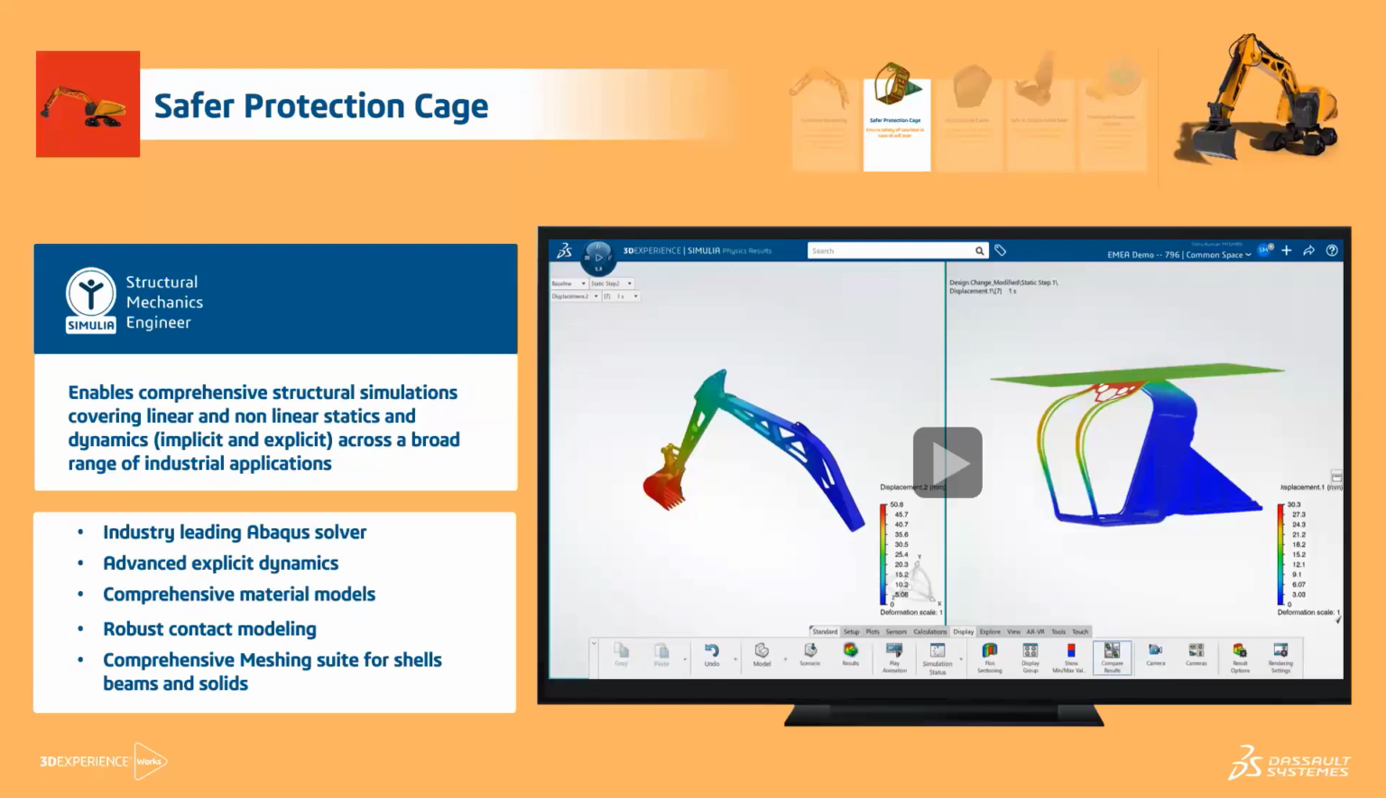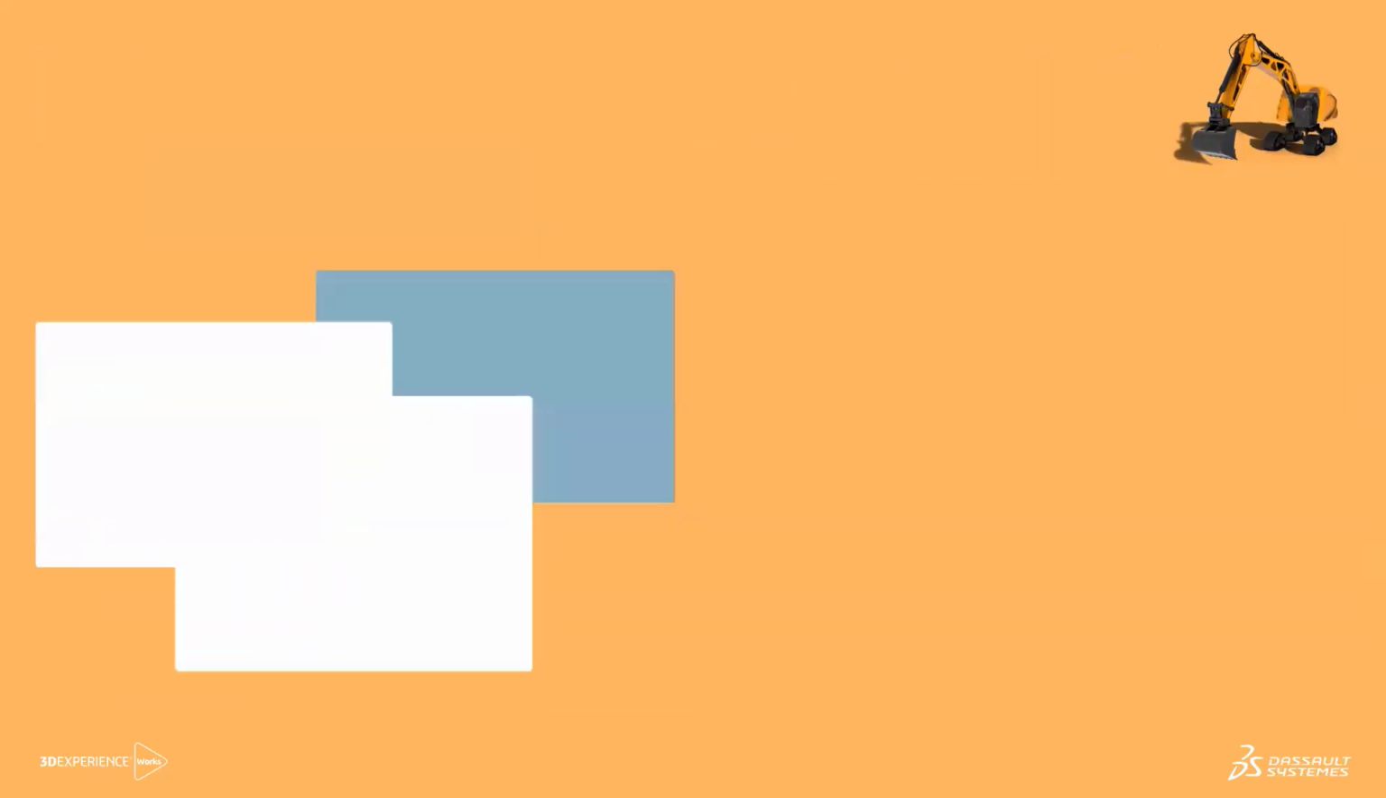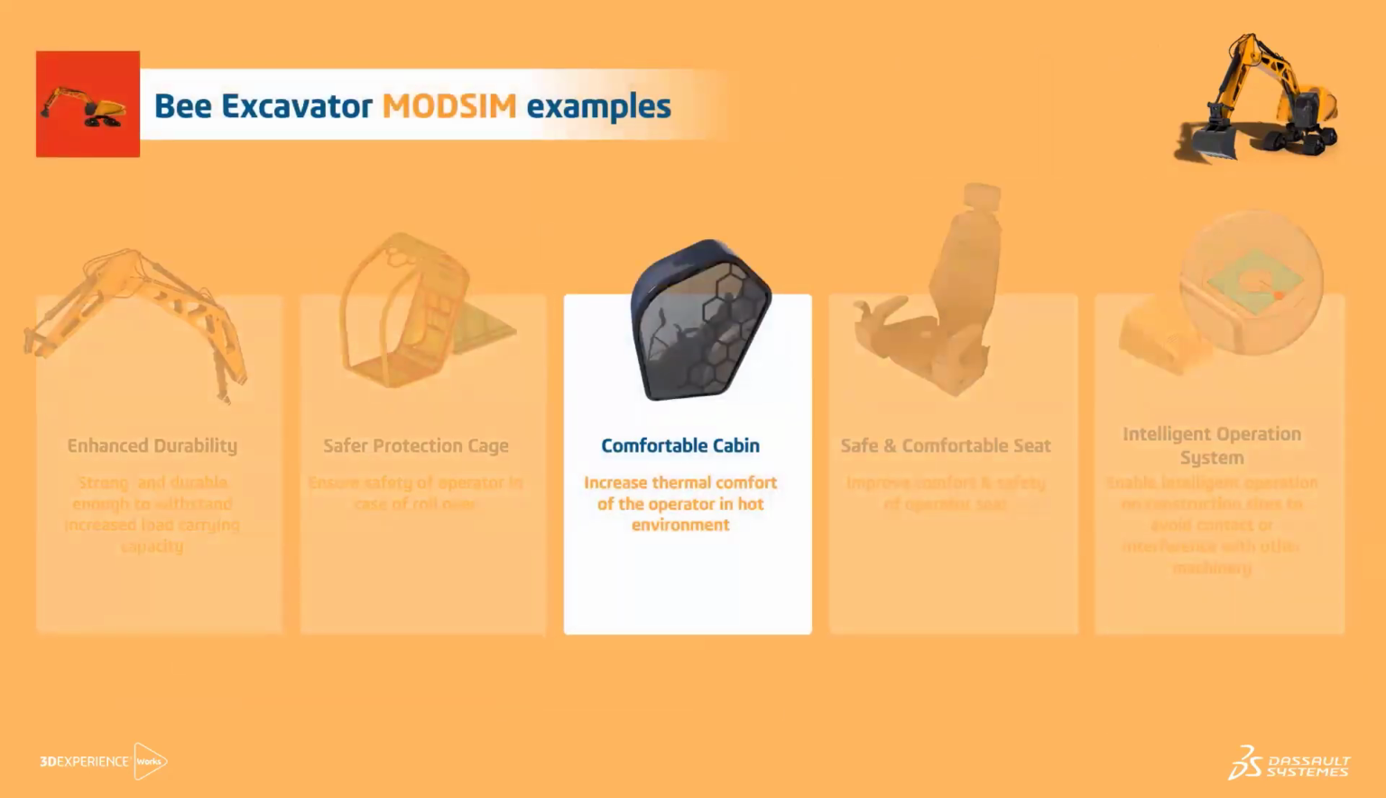So if it's the same tool, we also have all the meshing capability, all the contact, all the advanced material, etc. Okay, so let's see a third example. The third example we'll cover, the first challenge, is about the cabin, the comfort in the cabin.